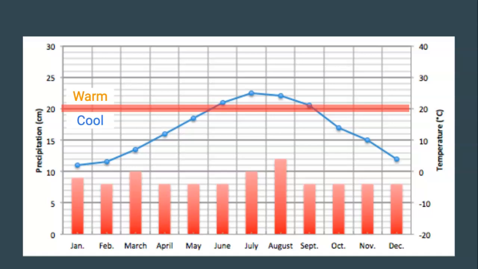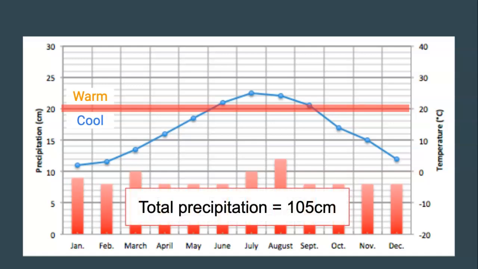Now when I look at this temperature line, I can see that in June, July, August, and September, or the summer months, this location's warm, and the rest of the year it's cool. So instantly I know that this is probably going to be in the temperate zone. Next, I look at the precipitation data. And what does this tell me? Well, looking at each of the months, I can see that this location gets rainfall every month of the year. And if I added up all the rain, I would see that this location gets 105 centimeters of rain, which is going to mean that it's a wet climate.